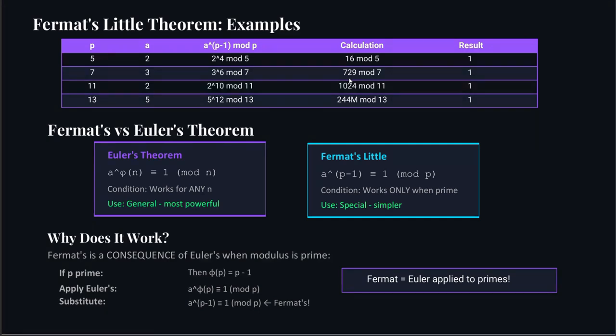Although 3 raised to 6 equals 729, reducing it modulo 7 again produces a remainder of 1. The same pattern appears for every prime modulus. This repeating behavior is not a coincidence. It directly comes from Euler Theorem. Since phi of p equals p minus 1 for every prime p, Fermat Theorem follows naturally from Euler Theorem. This is why we often say that Little Fermat Theorem is simply Euler Theorem specialized for prime numbers.